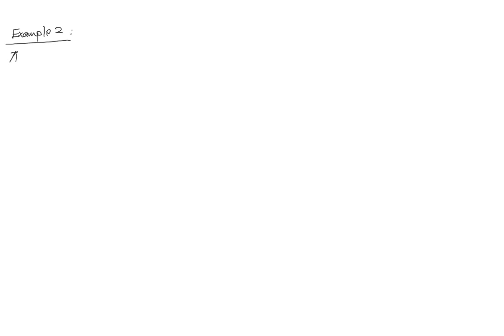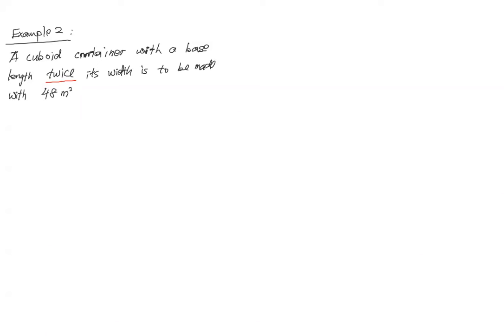Okay, a cuboid container with a base length twice. So this is a keyword, twice, its width, is to be made with 48 meters square of metal.